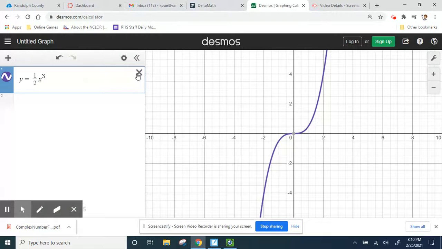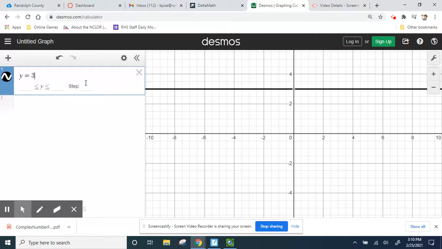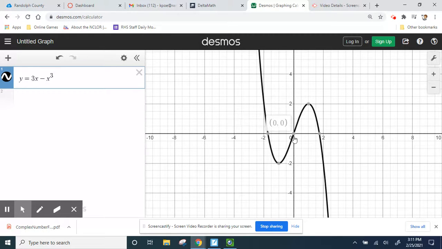Okay, if I go to Desmos and graph this one, we've got y equals 3x minus x cubed. This one looks completely different, doesn't it? So we're going down, and then we start going up, so that's one turning point. We're going up, and then we start going down again. That's a second turning point. So this one has two turning points, and its end behavior on the left is up, and on the right is down. So this end behavior is up, down.